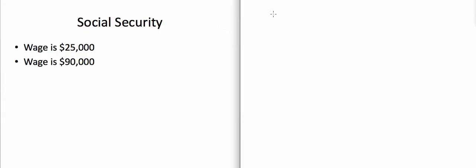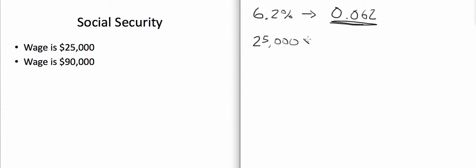Now we move on to Social Security. The percentage for Social Security is 6.2%. When we enter this into the calculator, it's not 6.2, it is 0.062. When we have 6.2%, that is what we type into our calculator. Now, to figure out how much is taken out for Social Security, we take 25,000, our gross pay, multiply it by the decimal of 6.2%, and that gives us an answer of $1,550. That is how much is taken out of our paycheck for Social Security.